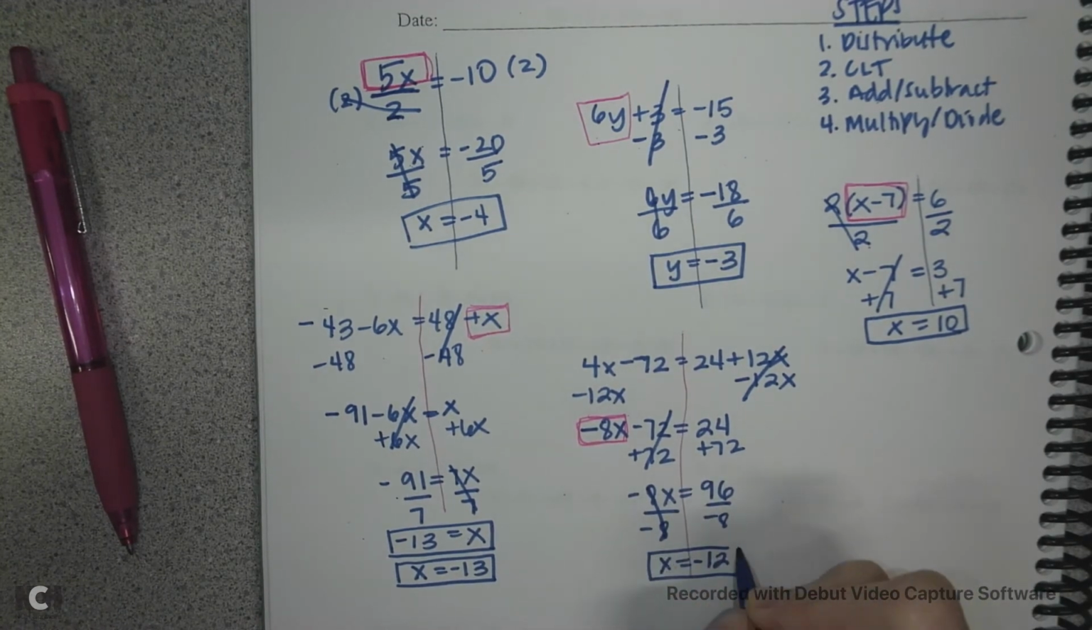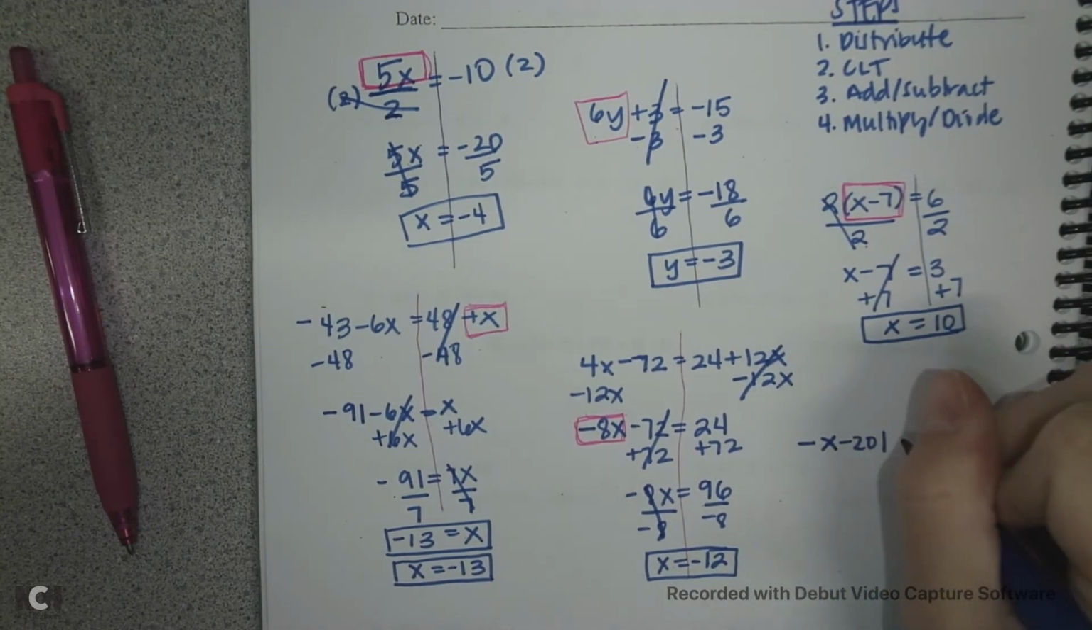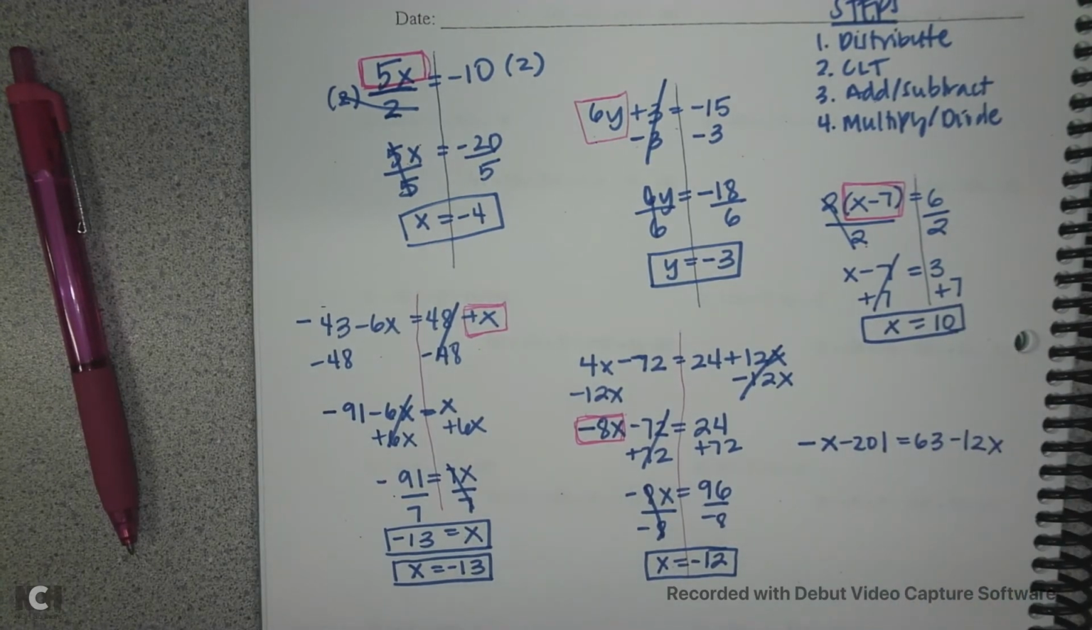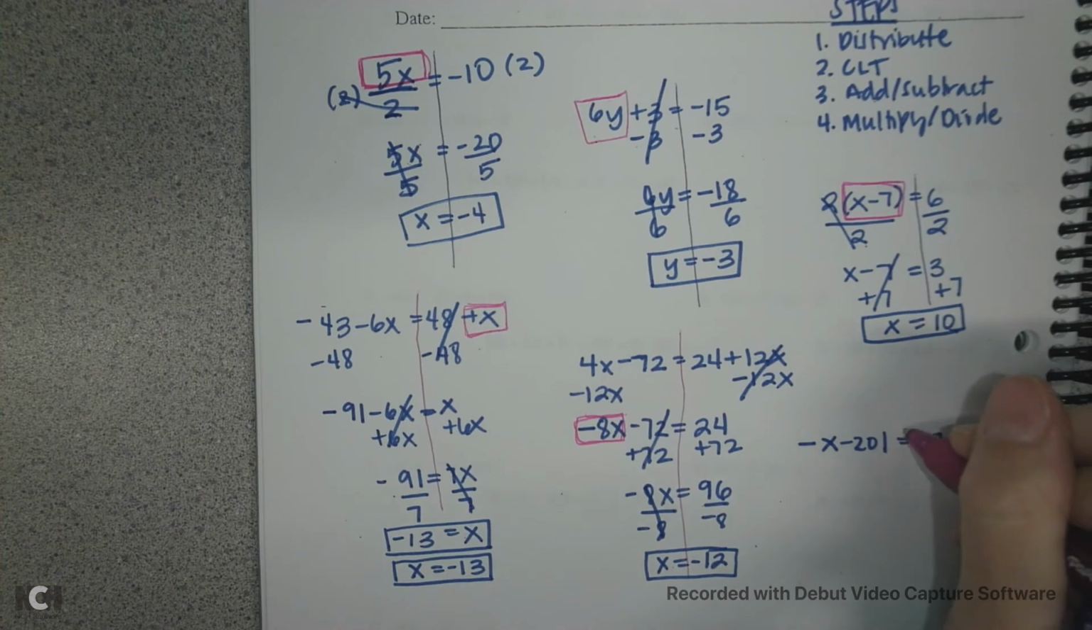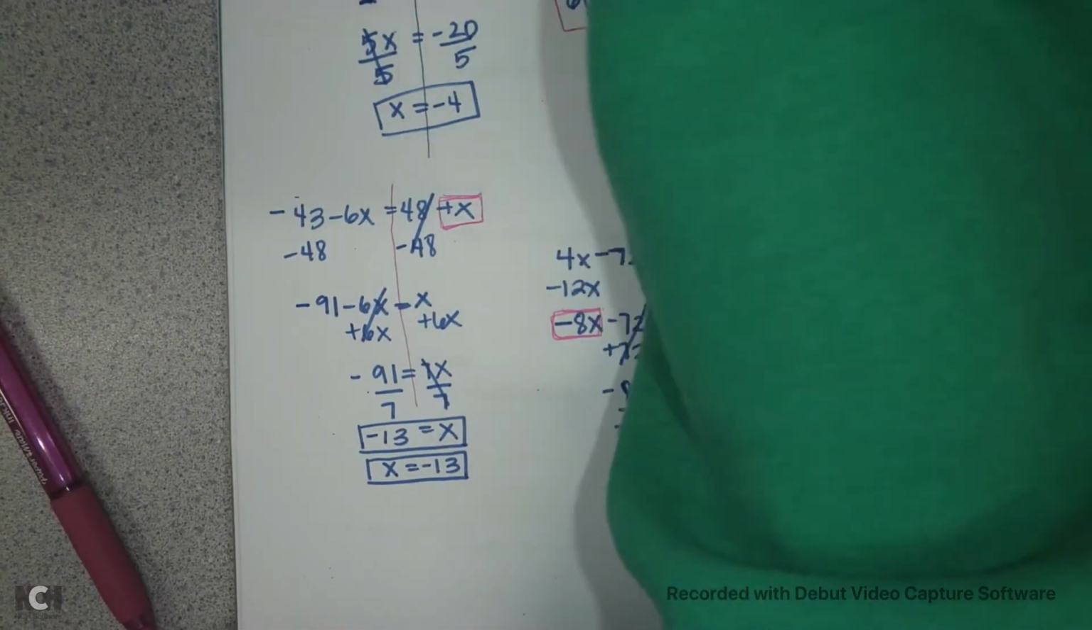Okay, let's do one more together just so we know you have the hang of this. If my problem was negative x minus 201 equals 63 minus 12x. Again, we want to get the x's on one side and the numbers on the other side.